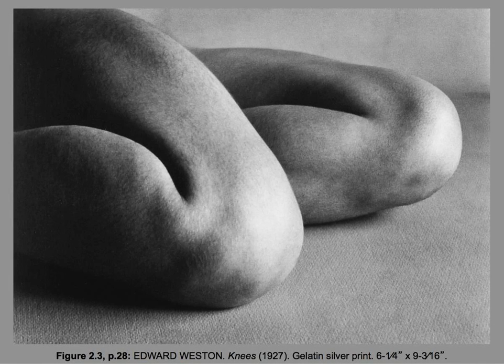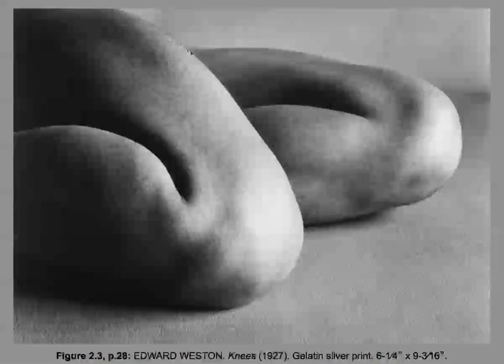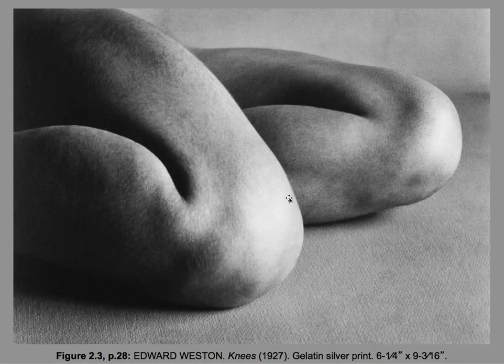Some examples. This is a photograph by Edward Weston called Knees, and in it we can see several examples of contour lines. Contour lines are the edges of shapes. So for instance, if we follow this line around here, around this knee, that's a contour line, as is this line defining the shape of the other knee, also a contour line. Even this on the inside we could say is a contour line.